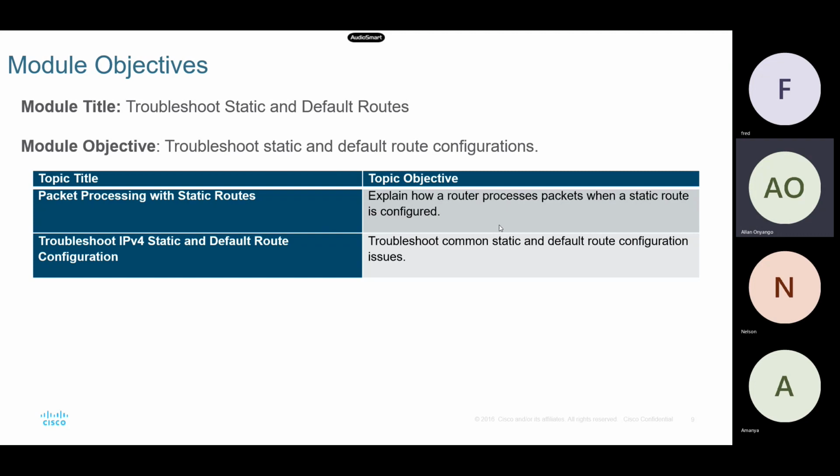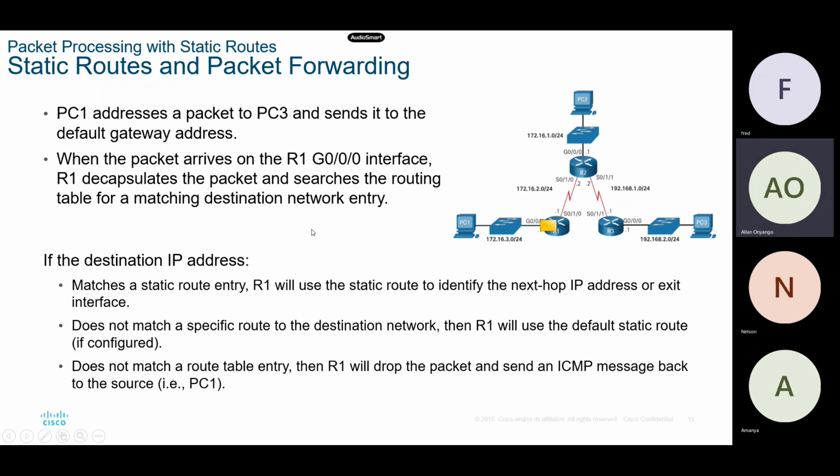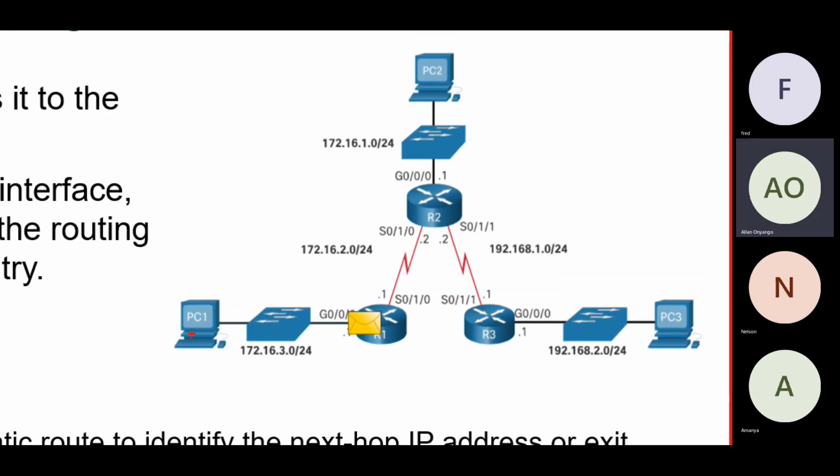We're going to explain how a router processes packets when a static route is configured, and then we'll troubleshoot some common static and default route configuration issues. The first thing I want us to look at is what really happens when a router receives a packet, for example, R1 here. If PC1 wants to send a packet to PC3, which is on the LAN right here, PC1 wants to send a packet all the way to PC3.